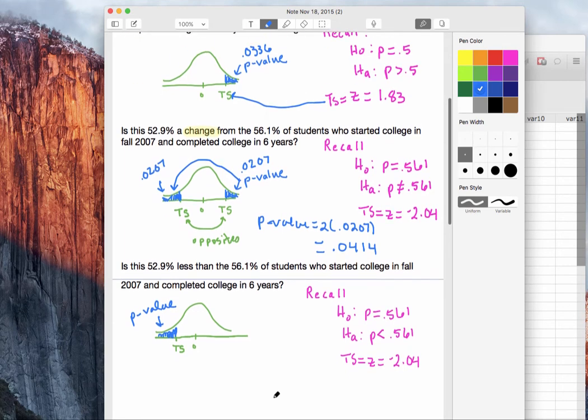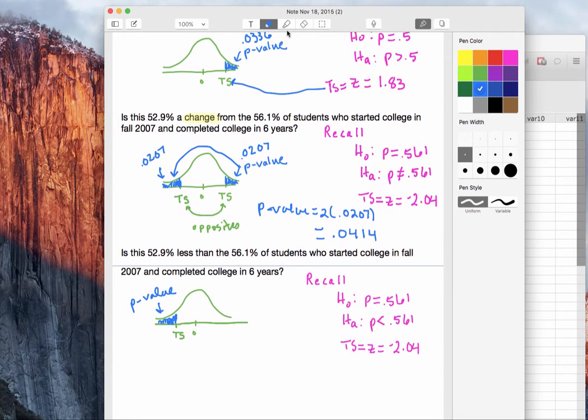Then the last problem, we had the other type of test. We had that left tail test. We're trying to see if our proportion is significantly less than 56%. So our hypotheses were p equal 0.561, and then there's our left tail, p less than 0.561. We got the same test statistic, negative 2.04. So I'm actually not going to go to the calculator because I already have the answer. I used it from the last problem.